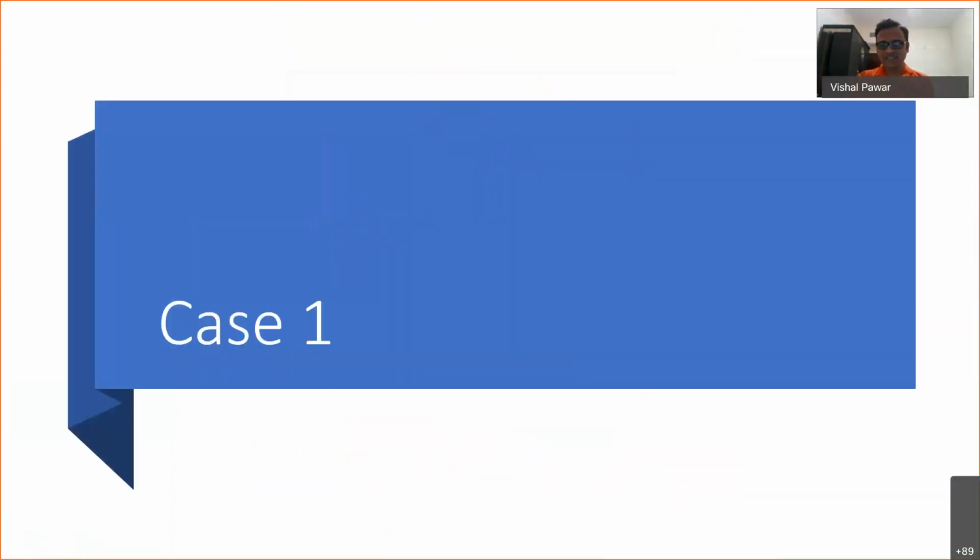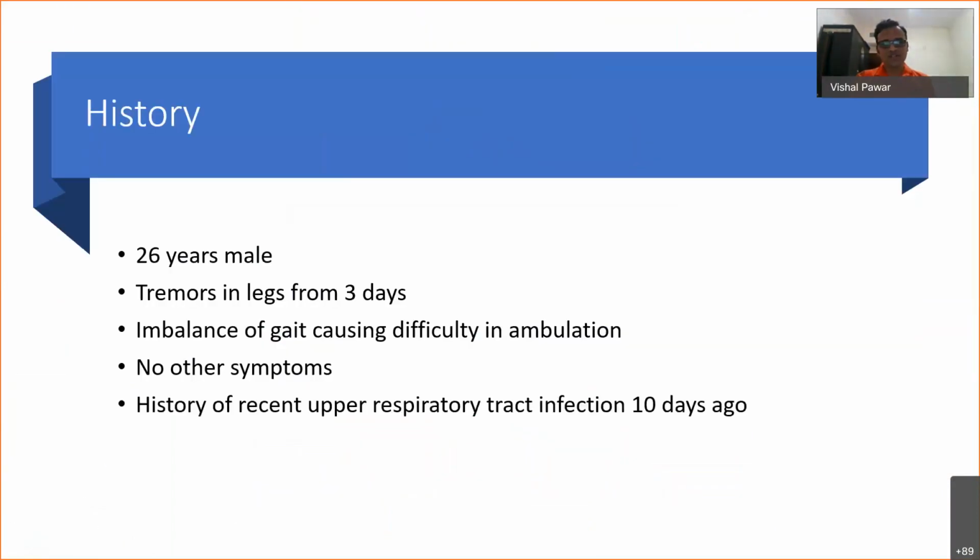So case number 1. A 26 year old male came with a history of tremors in his legs, acute onset, like 3 days history of tremors. He came with imbalance of gait. It was causing very much difficulty in ambulation. He was not having any other symptoms like rotatory vertigo. He had no nausea, vomiting, or fever during these 3 days.